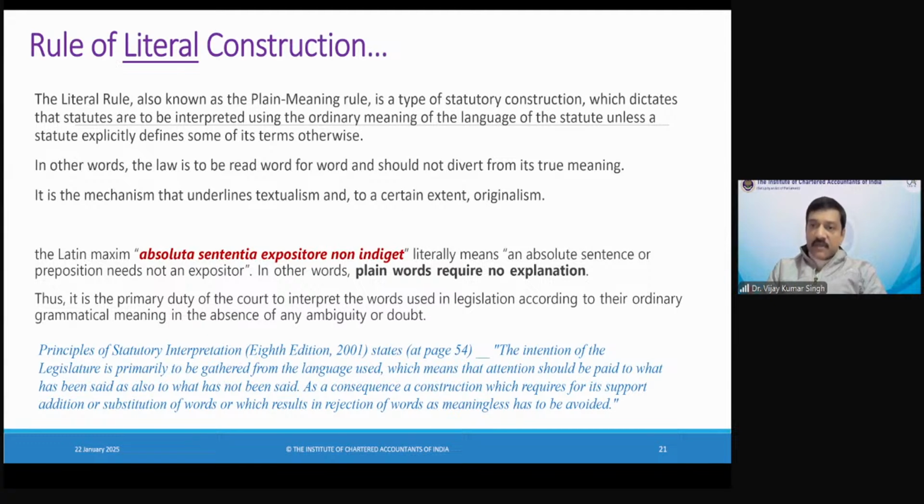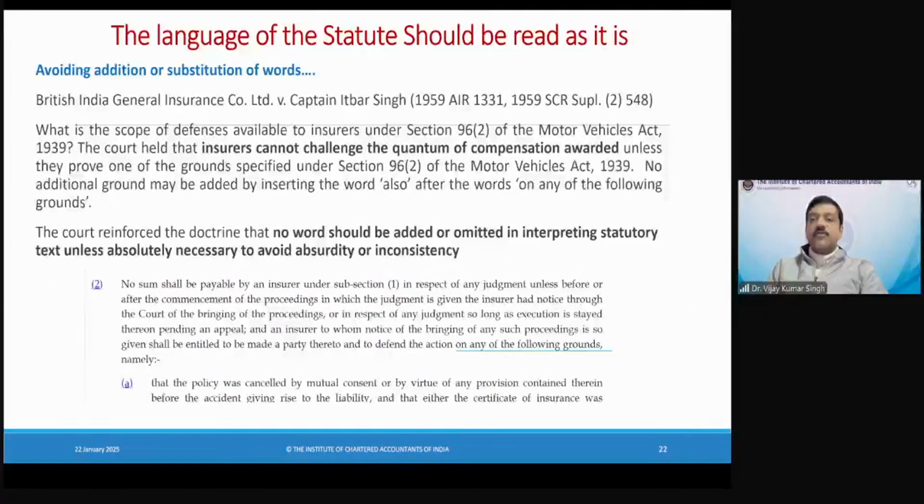Where there is ambiguity, where there are two meanings coming out of the word, you move on with reasonable construction, which we will talk about just now. So the language of the statute should be read as it is. So what? You don't have to add or substitute a word.